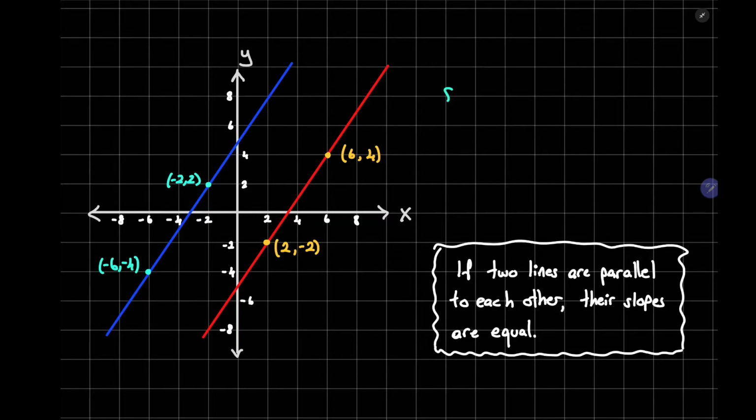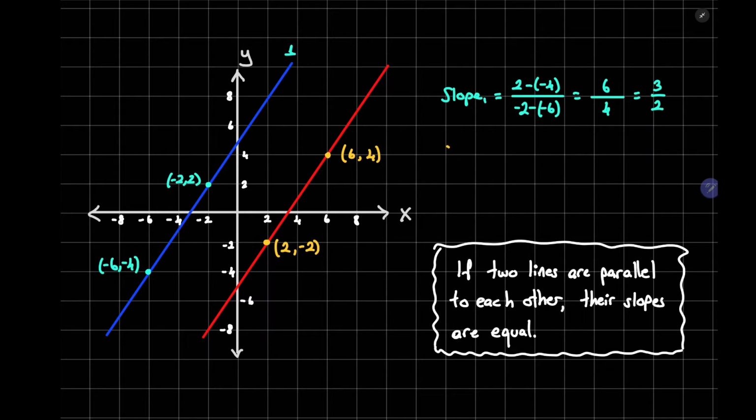The slope of our first line is 2 minus -4, the change in y value, over -2 minus -6, the change in x value. This gives us 6 over 4. Therefore, our slope is 3 over 2 for line 1.